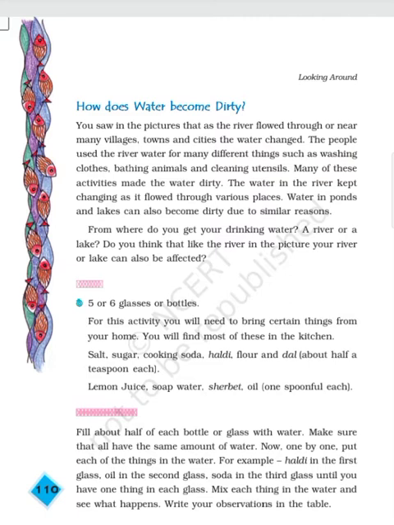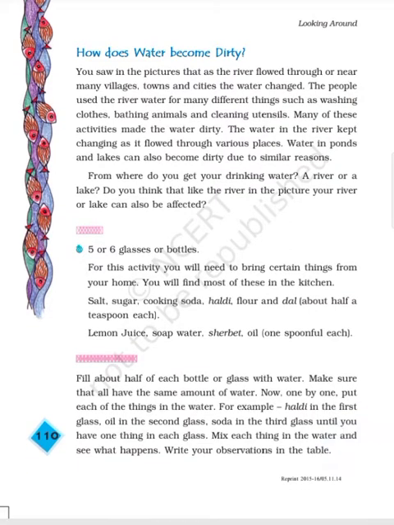How does water become dirty? You saw in the picture that as the river flowed through or near many villages, towns and cities, the water changed. The people used the river water for many different things, such as washing clothes, bathing animals, and cleaning utensils. Many of these activities made the water dirty. The water in the river kept changing as it flowed through various places. Water in ponds and lakes can also become dirty due to similar reasons.